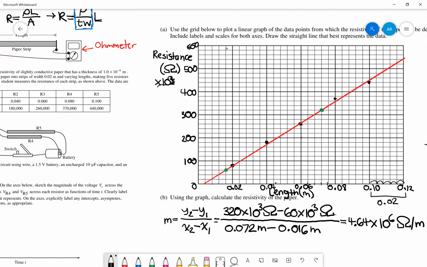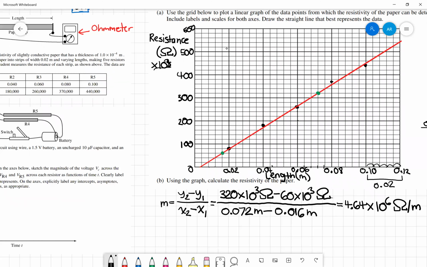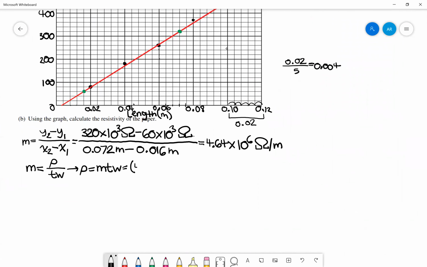The resistivity can be found using this blue box, because this has to be equal to our slope. We set the slope m, not mass, equal to rho over t w, the thickness times the width. So we get rho equals the slope times T times W. Now we get 4.64 times 10 to the 6 ohms per meter times the thickness, which is 1 times 10 to the negative 4.